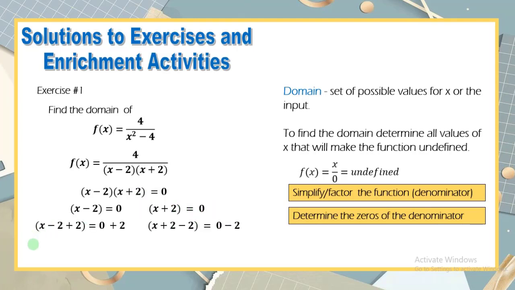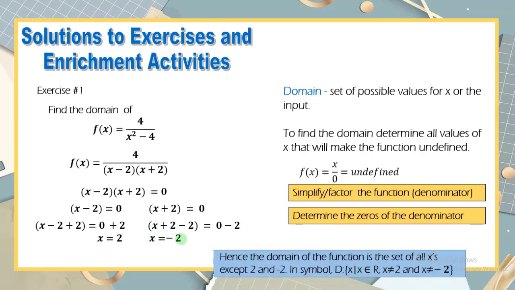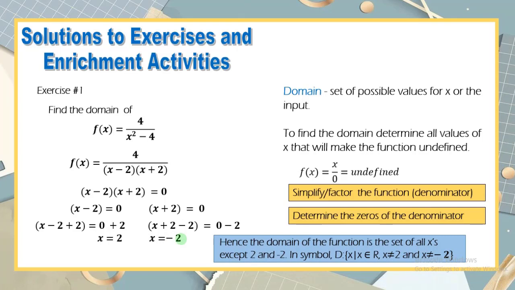Then solve for x. In that case, we need to eliminate negative 2 here and positive 2 here on the other side. So to do that, we add the additive inverse of negative 2, which is positive 2, on both sides. Then we add negative 2, which is the additive inverse of positive 2, on both sides of this equation. So this will be eliminated. So the result now will become x equals 2 and x equals negative 2. Hence, the domain of the function is the set of all x except 2 and negative 2.